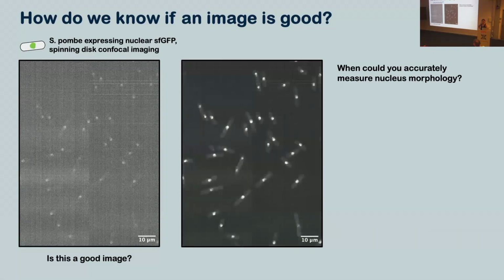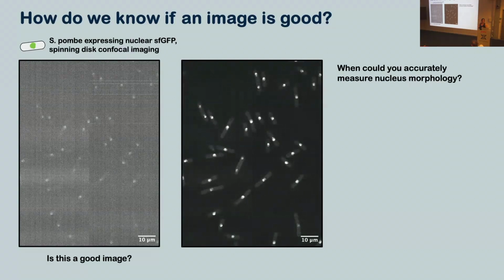Some hands going up, a few more hands going up, Arne is up. All right, so by now we're all pretty confident we could have a decent crack at measuring nucleus morphology. But what's interesting is there wasn't a particular image where we all suddenly went, yeah, it's good. We all had a different idea of quality. We all had a different idea of when that image became good to answer that question.